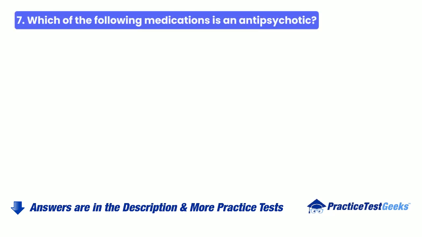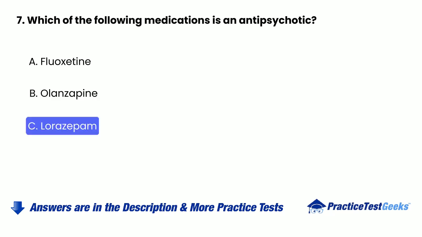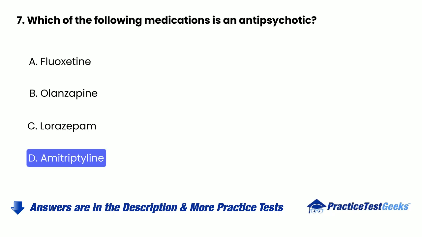7. Which of the following medications is an antipsychotic? A. Fluoxetine. B. Olanzapine. C. Lorazepam. D. Amitriptyline.